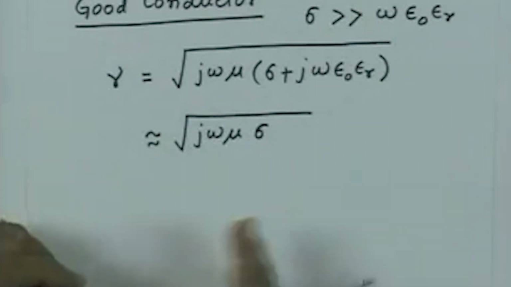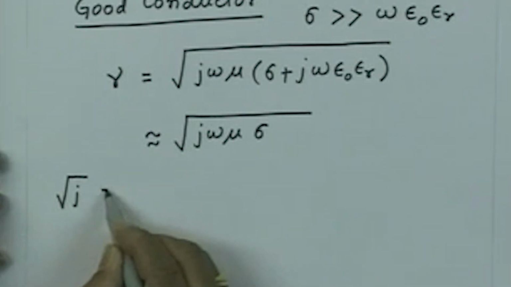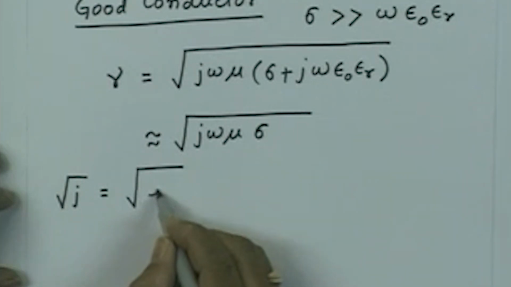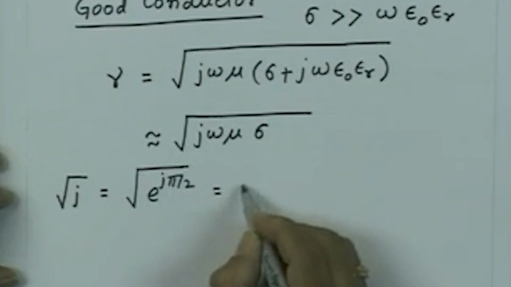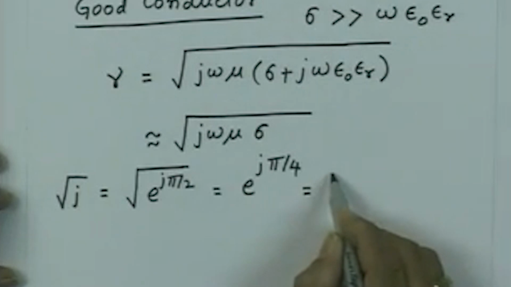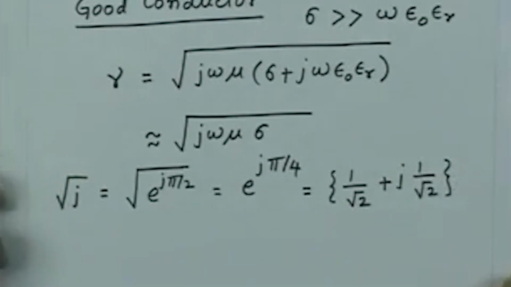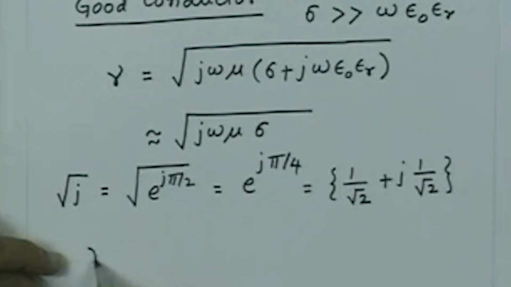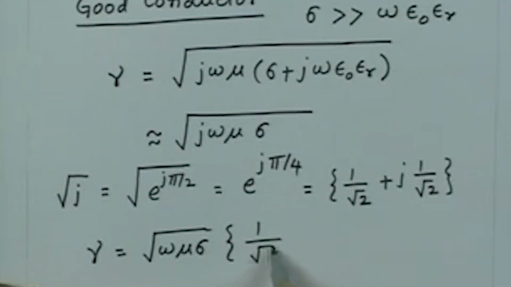Now if we separate the real and imaginary part of this, the square root of omega mu sigma is straightforward. We want the square root of j. The j can be written as e to the power j pi by 2, so the square root of j is e to the power j pi by 4, that is equal to 1 upon root 2 plus j 1 upon root 2. If I substitute this, I will get the propagation constant gamma equal to square root of omega mu sigma into (1 upon root 2 plus j 1 upon root 2).